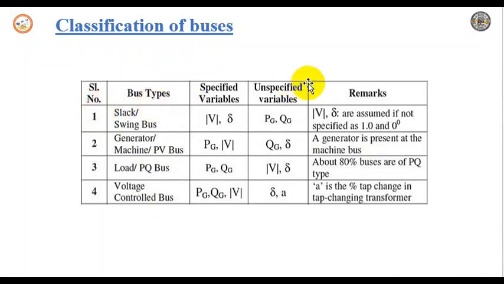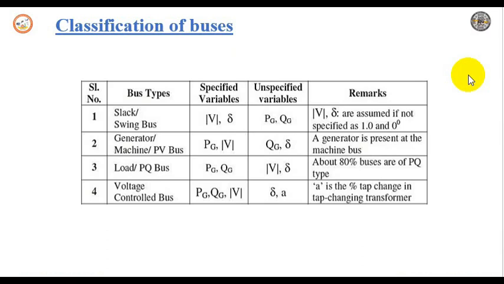In this lecture, let us discuss the classification of the buses in power system analysis. The buses are mainly classified into four types: slack bus, also called swing bus; generator bus, also called PV bus; load bus, also called PQ bus; and finally, the voltage controlled bus.